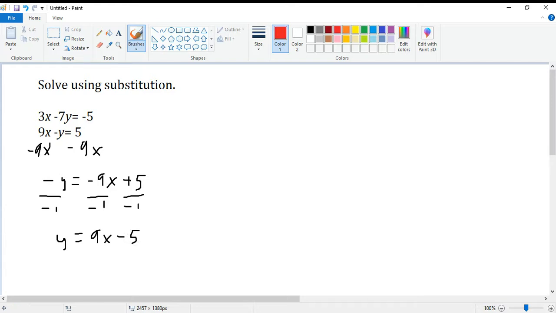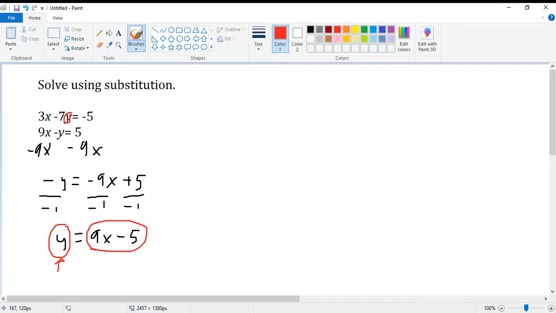When using substitution, once we have the variable by itself, let's circle that variable. Let's also circle what it equals. And let's circle this variable y that's by itself. Let's circle that variable in the other equation.